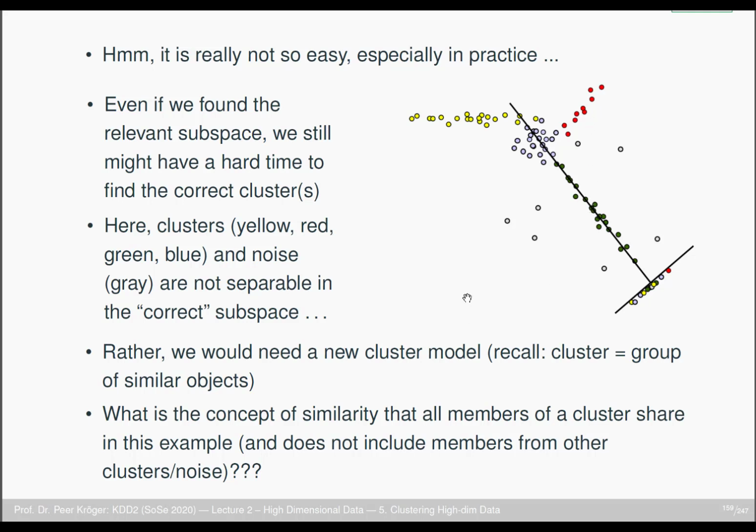So again, it's hard because we need a concept of similarity that all members of the cluster share, but all the other non-cluster members do not share. And this is hard here because this is a really nasty example. But that is the original problem. We would need to come up with a concept of similarity or a cluster model that accommodates that, which is in that case, as I said, a little bit hard.